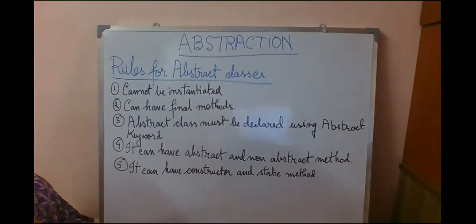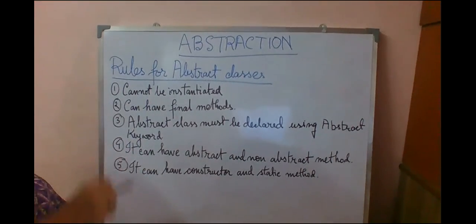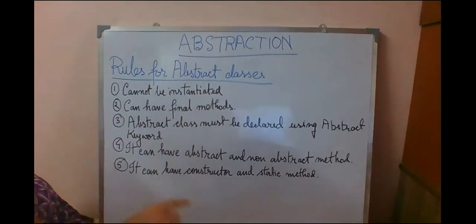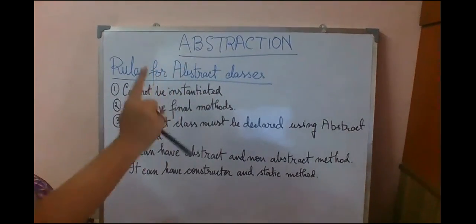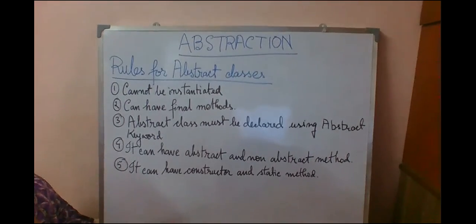Next is that an abstract class must be declared using the abstract keyword. That I have already shown in how to write the syntax. Normal class nomenclature, open brace, close brace, and before the normal class nomenclature, you just put the abstract keyword. It can have both abstract and non-abstract methods. I have already mentioned this before.